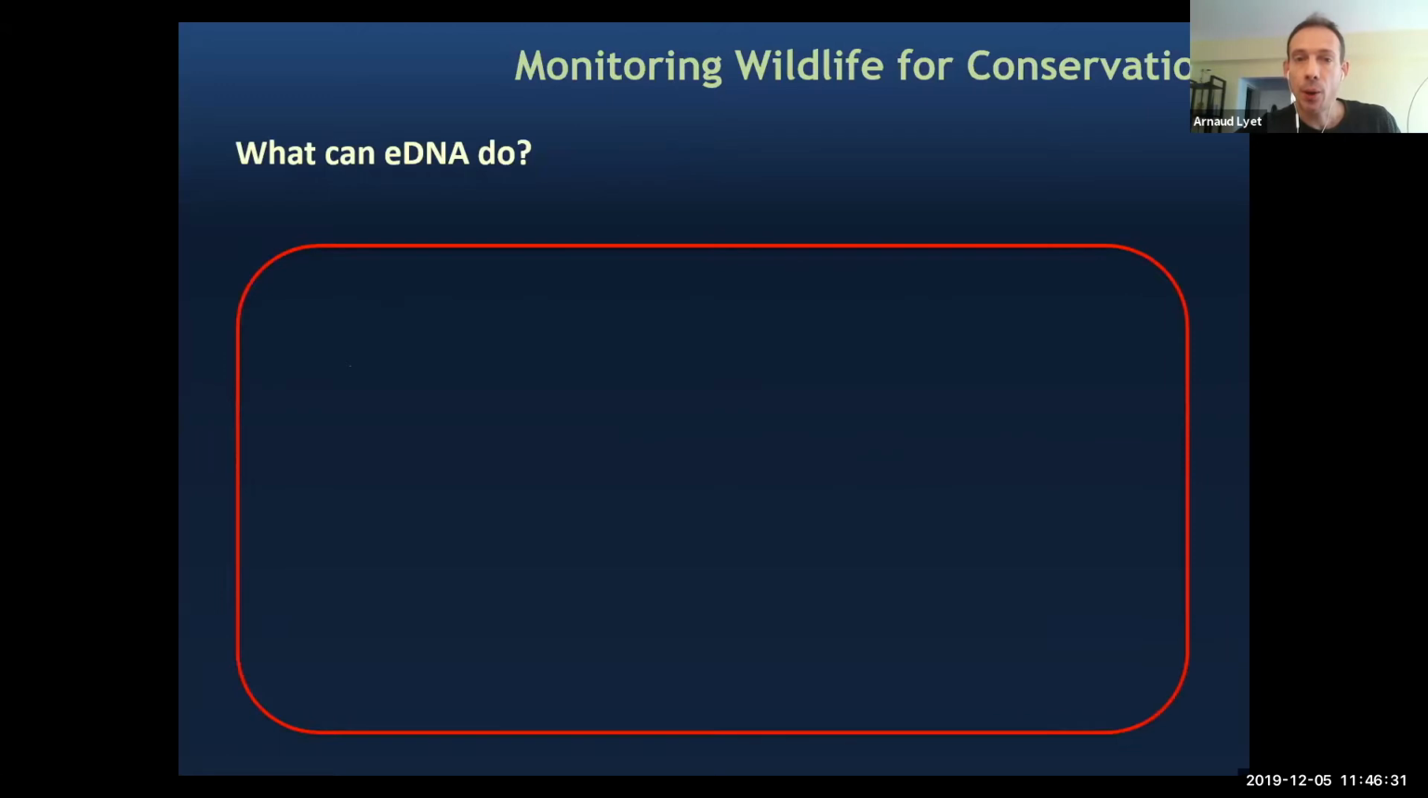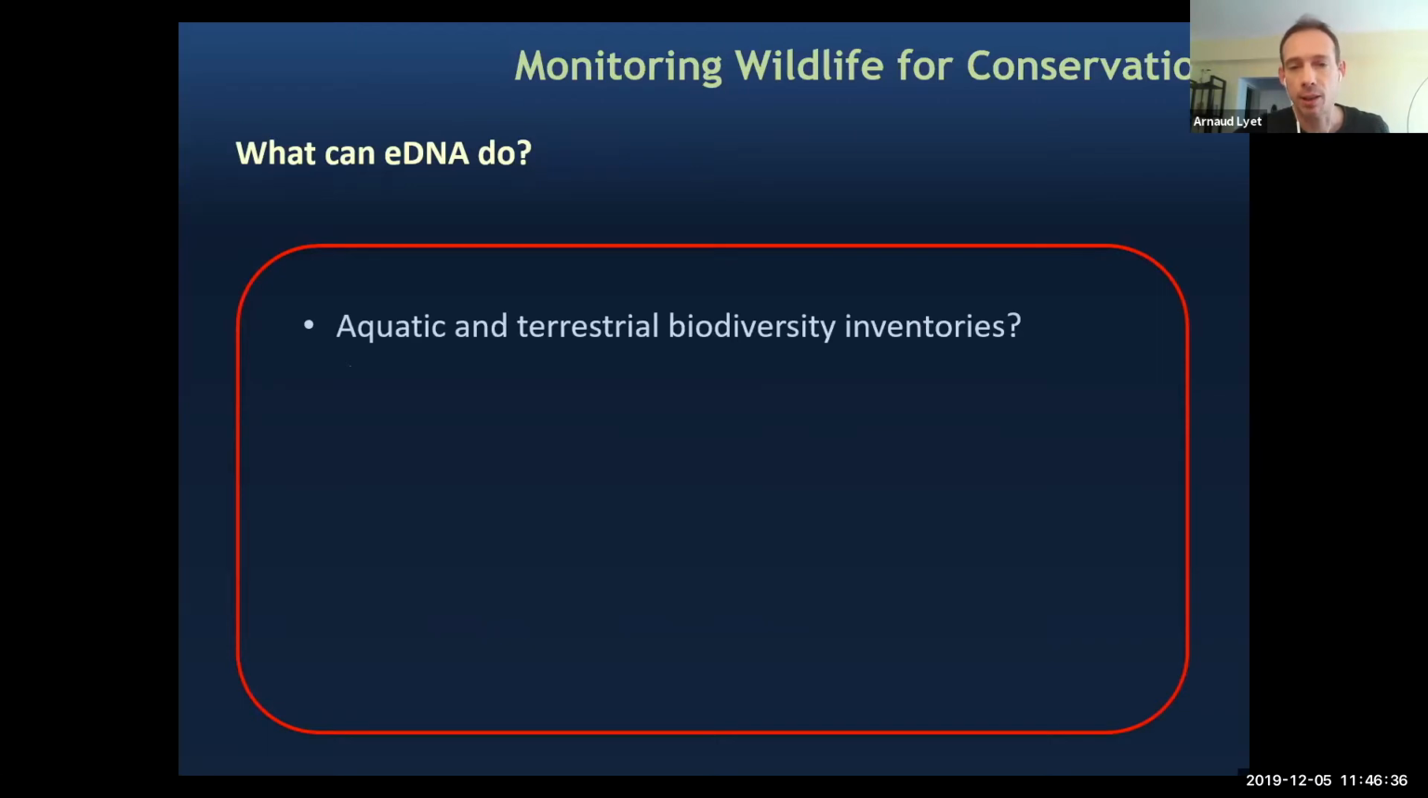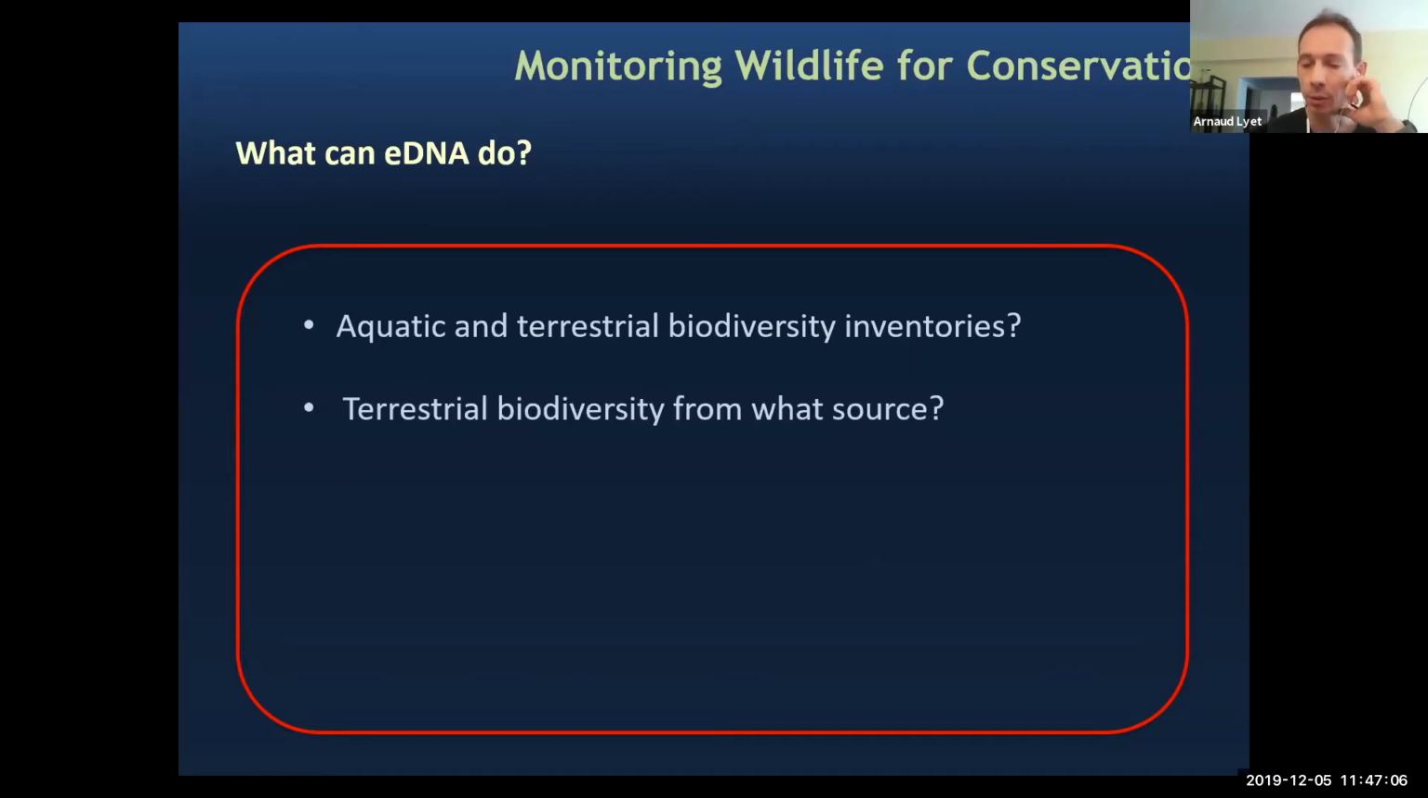So what can eDNA actually do? We were very interested in aquatic but also terrestrial biodiversity inventories, trying to see what we can really do with the information that is collected. We've seen that some mammals were very often picked up in the water. So that seems to be a way to go, but we really wanted to know what was the best method: not only where to go, but what kind of samples to take to optimize the chance of detecting these animals.